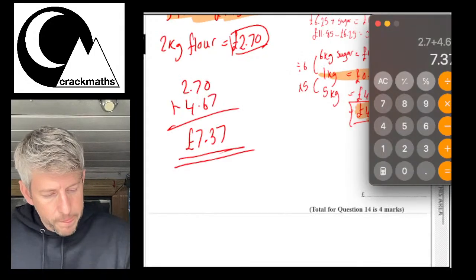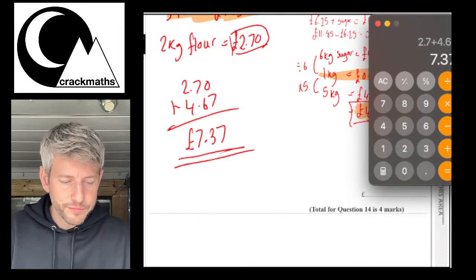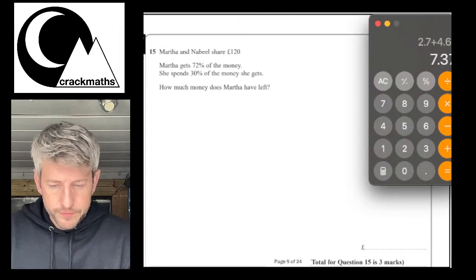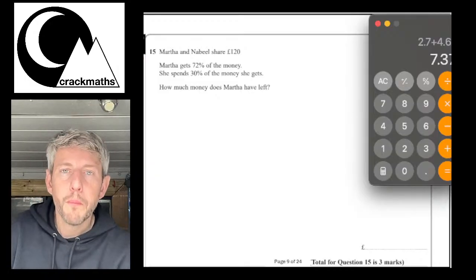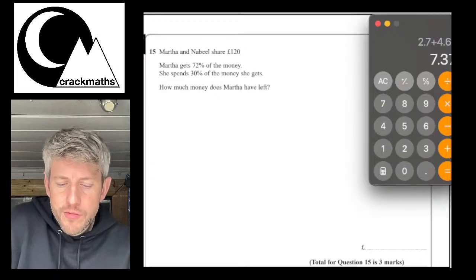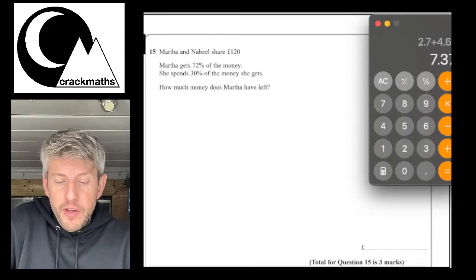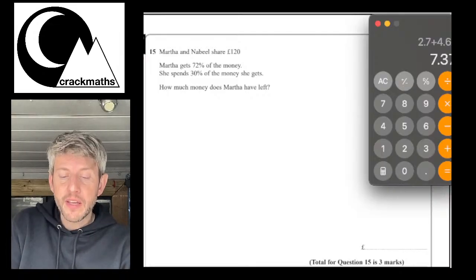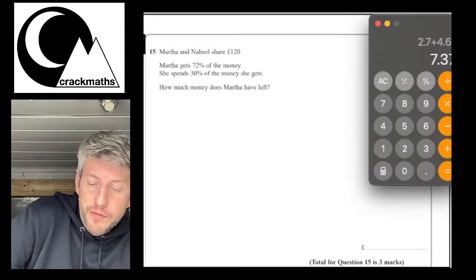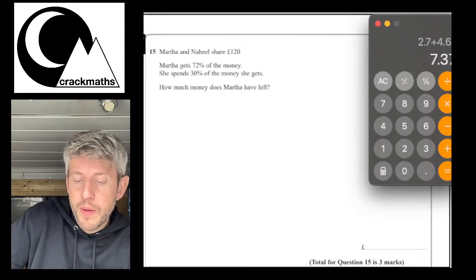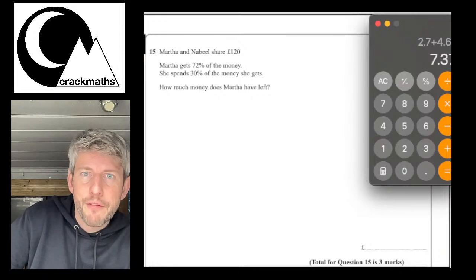Okay, right. Let's look at the next question. Martha and Nabil share £120. Martha gets 72% of the money. She spends 30% of the money she gets. How much money does Martha have left?